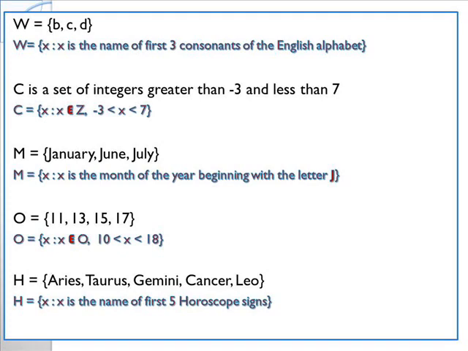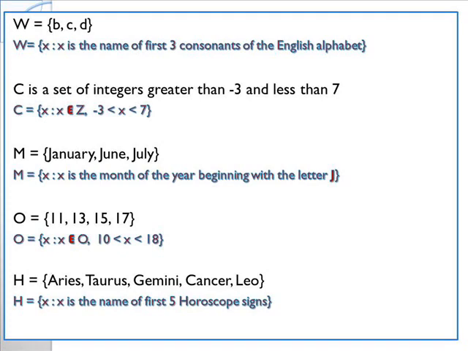Then we have O = {11, 13, 15, 17}. These are odd numbers, so we will write x such that x is an element of odd numbers where x is greater than 10 and less than 18. Or we can also write x such that x is an element of odd numbers where x is greater than or equal to 11 and x is less than or equal to 17.